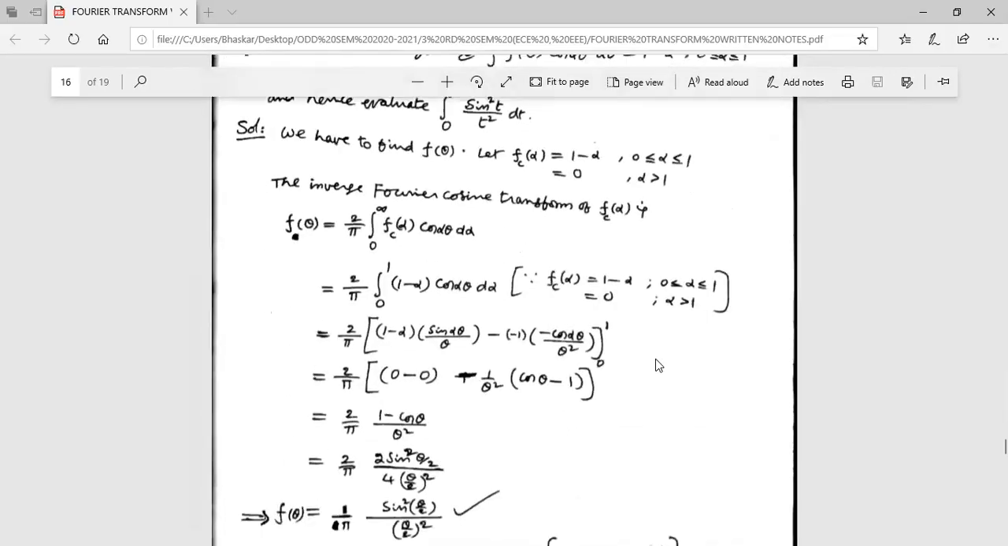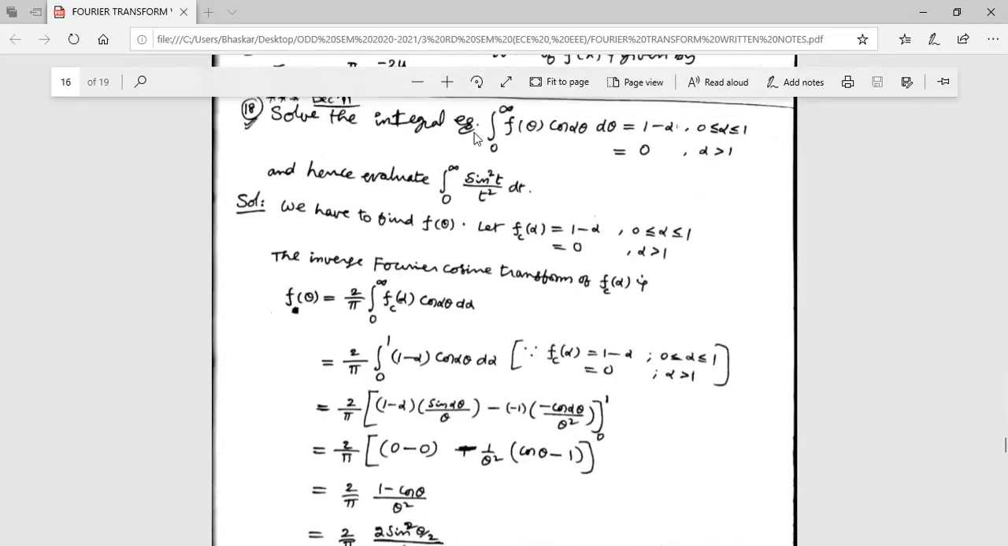This is one important problem related to that. Solve the integral equation: the integral of f of theta cos alpha theta d theta equals 1 minus alpha where alpha is less than 1, and 0 for alpha greater than 1. Hence evaluate the result. Now the right hand side is FC of alpha. FC of alpha becomes 1 minus alpha where alpha is from 0 to 1, and 0 when alpha is greater than 1.